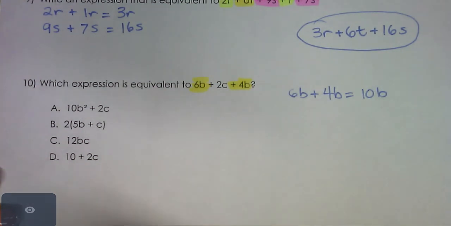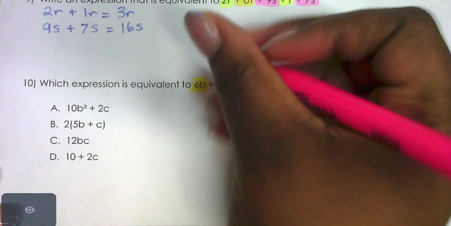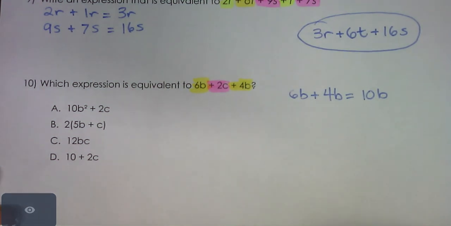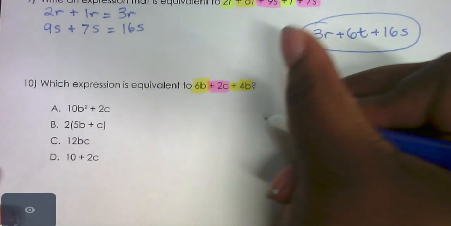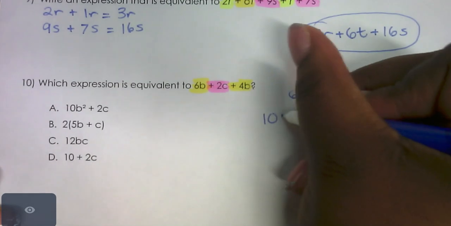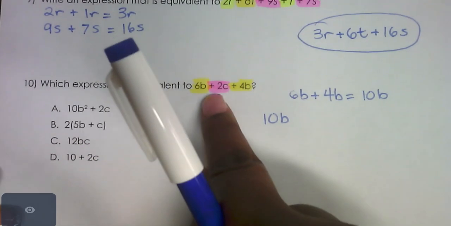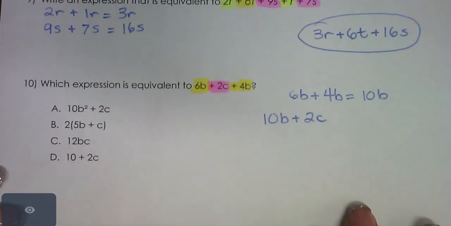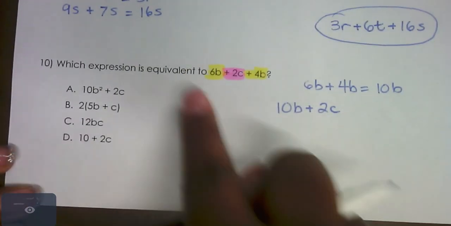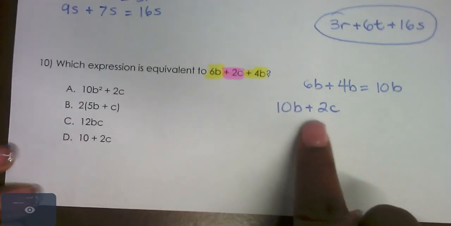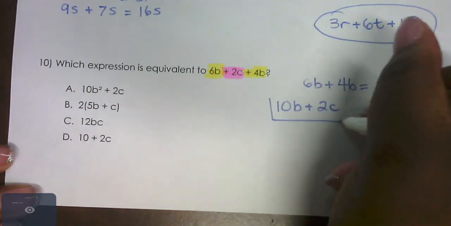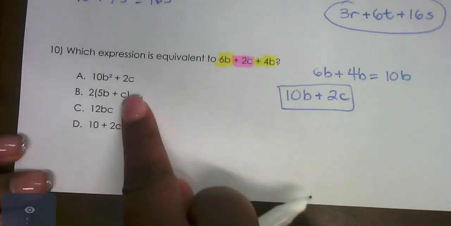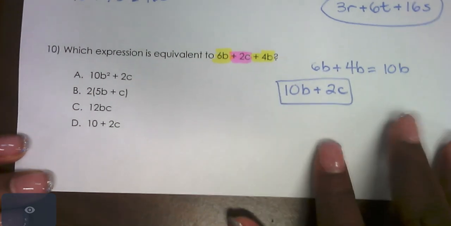And then my last term here is plus 2c, and I don't have anything to combine with that because that's all that's left. So in my final summary, I have 10b plus my 2c. Okay, so now I have this all simplified. But I need to see what here is equivalent to that.